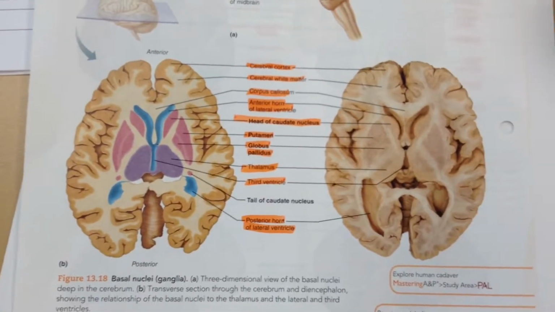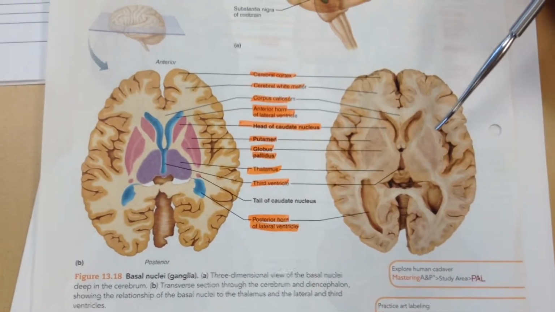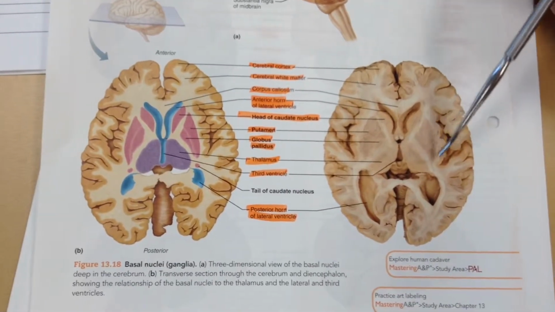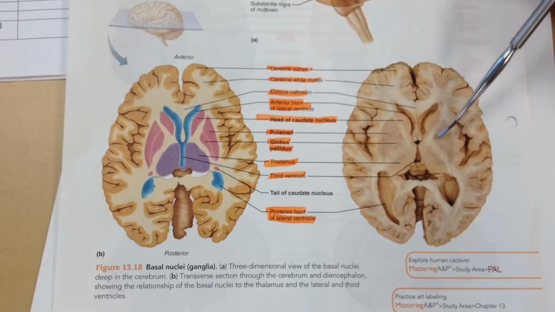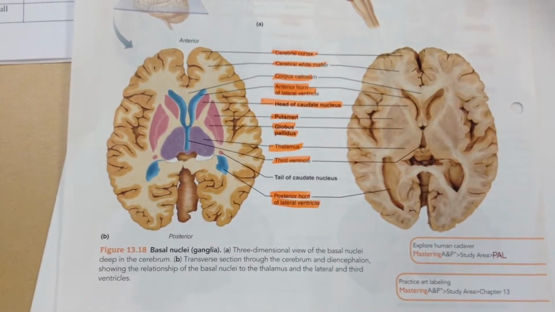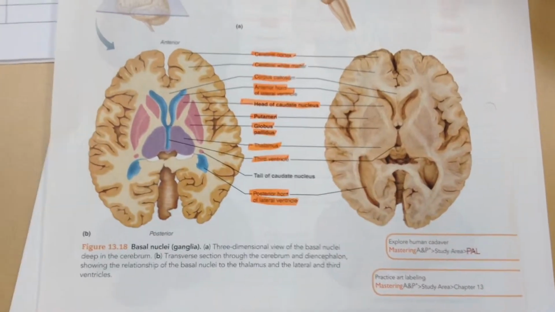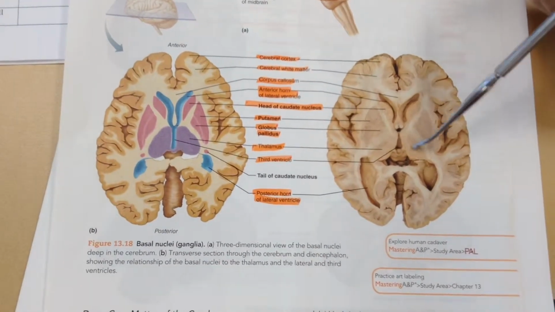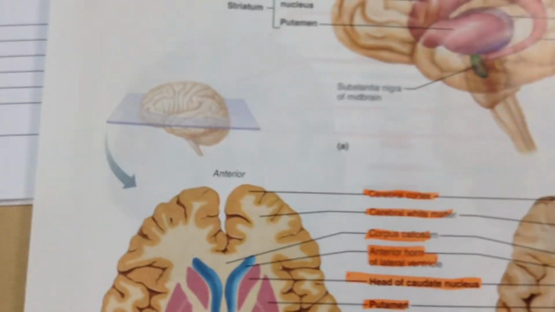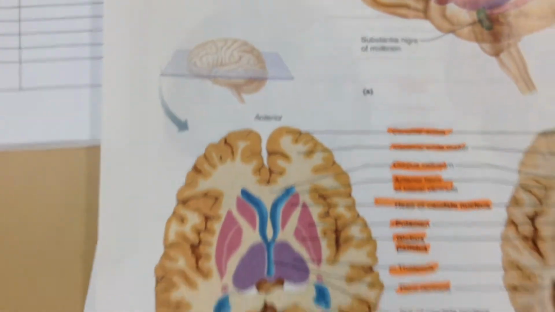Head of the caudate. The head of the caudate nucleus. The lentiform nucleus, which has the putamen laterally and the globus pallidus medially. The internal capsule. The thalamus. And the cerebellum, which is down here. So it's there.